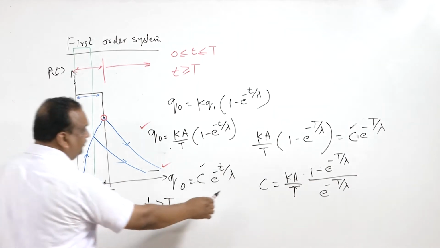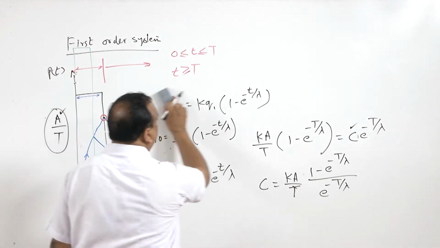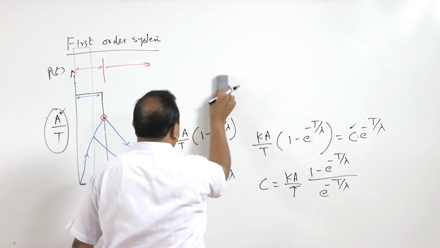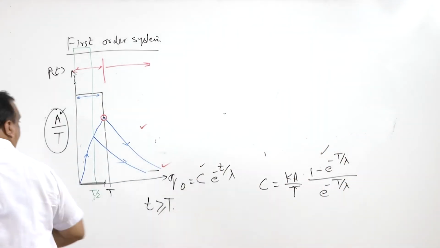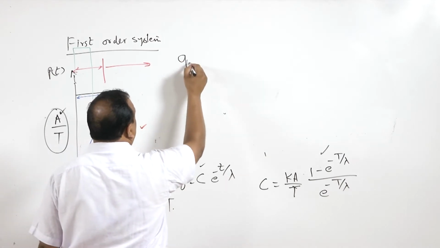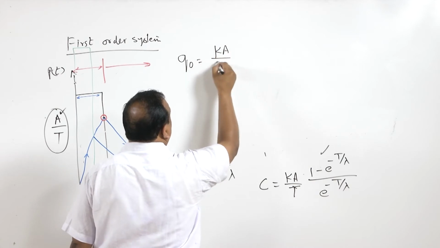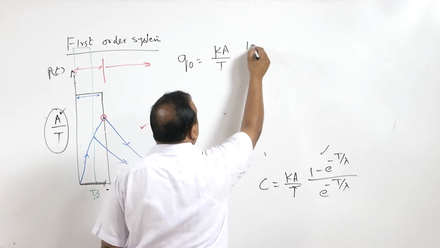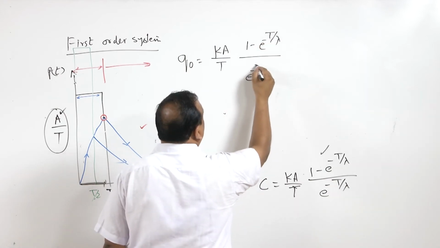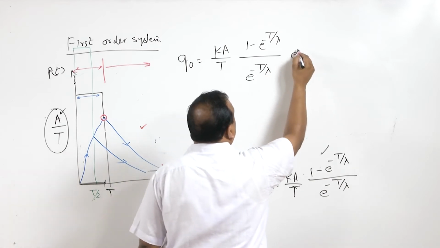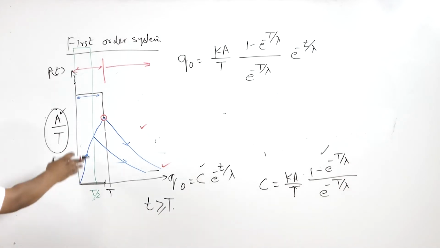Now just put this equation of C here. When you are putting this value of C here, then we are getting Qo is equal to K a by T (1 minus e raised to power minus capital T by lambda) divided by e raised to power minus capital T by lambda, times e raised to power minus small t by lambda. This is the response of the instrument.